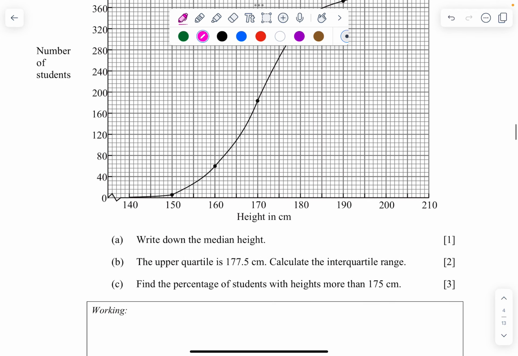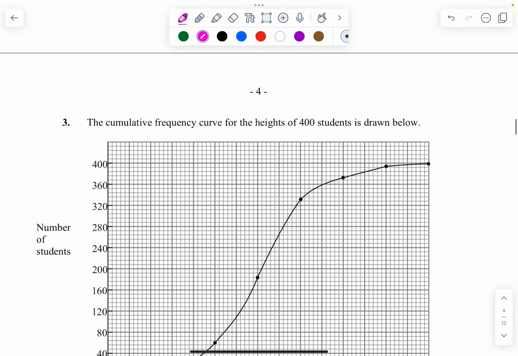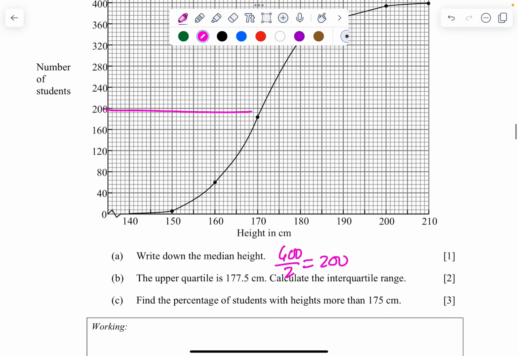Next, the cumulative frequency is given. Find the median. For how many? 400. So 400 divided by 2, which is going to be 200. So from 200, draw the line, hit the graph, and drop it down. So it's going to be 171. The upper quartile is 177.5.